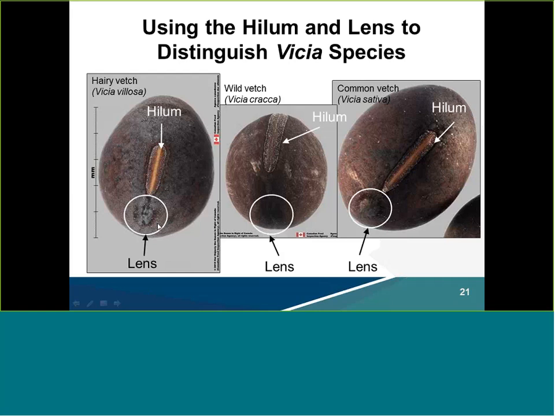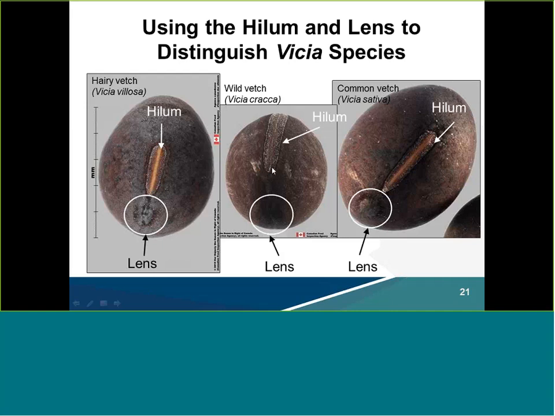It used to be that I've been able to see some differences in distance between the two, but they haven't been consistent, unfortunately. So I can't say for sure that there is a difference in distance to distinguish these two species. It's more in the lens, or pardon me, the hilum length I find.